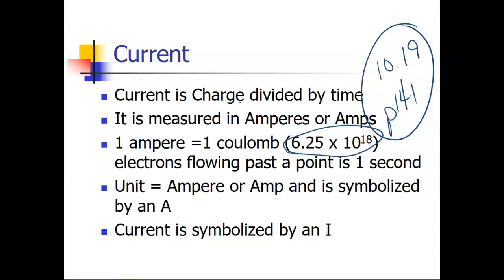So the way we calculate it is charge divided by time. The measure is in amps or amperes, depending on who you're talking to. 1 ampere is equal to 1 coulomb, which we talked about just a minute ago. It's that 6.25 times 10 to the 18th, and that is electrons flowing past a point in 1 second.